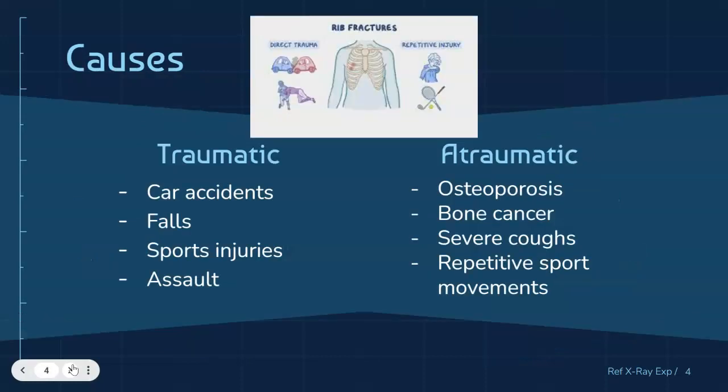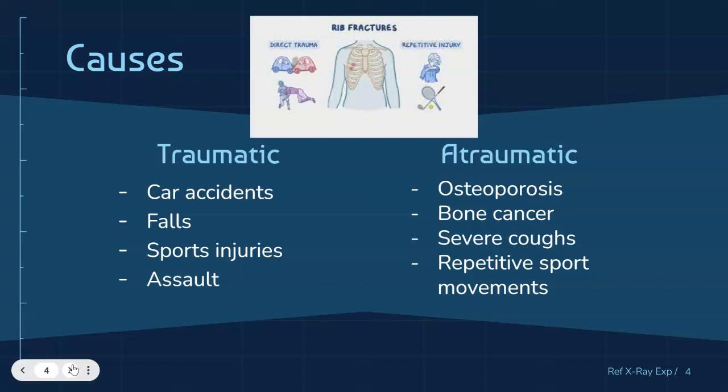There are two main categories related to the cause of this injury: traumatic or atraumatic. Car accidents are a major contributor, especially when the chest is slammed against the steering wheel. Falls off ladders or roofs, and sport injuries such as heavy tackles are also causes. Crush injuries when something heavy lands on your chest, as well as assaults such as getting hit with a baseball bat, and even repetitive movements in sport such as golf, football, or rowing can cause fractured ribs.